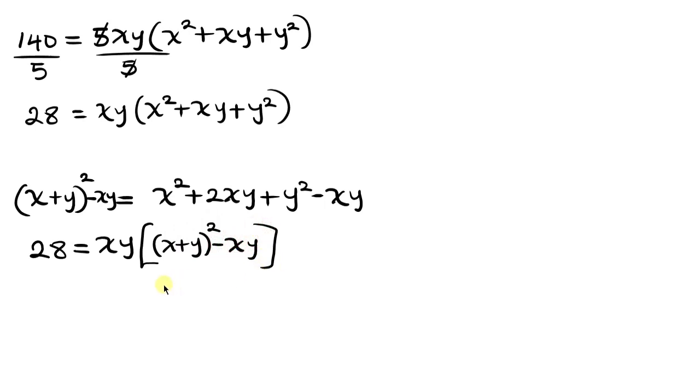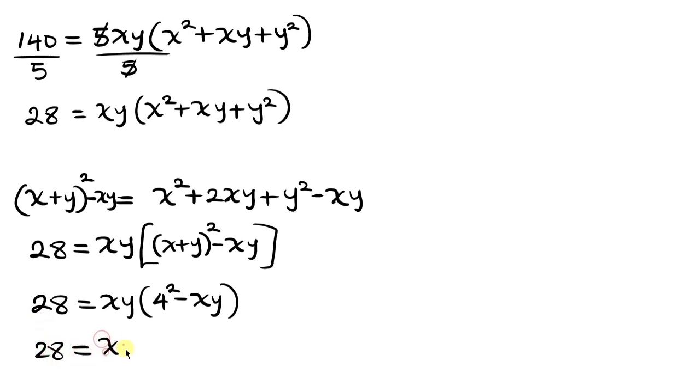Cool. Our next step will be for us to substitute x plus y. Remember, x plus y from equation 1 is 4. So this becomes 28 equal to xy times, so x plus y is 4, and I'm going to be squaring that, minus xy. So this simplifies into 28 equal to xy times, now 4 squared is 16 minus xy.